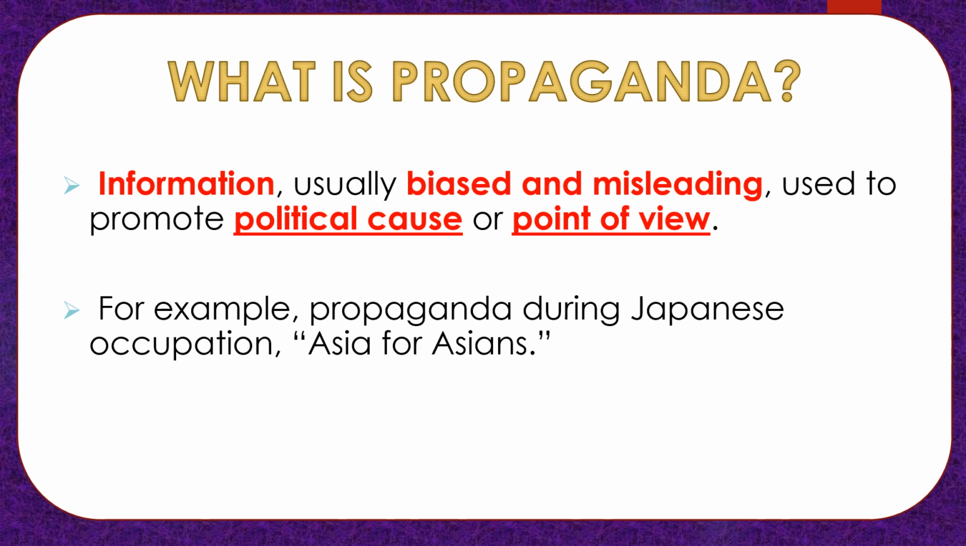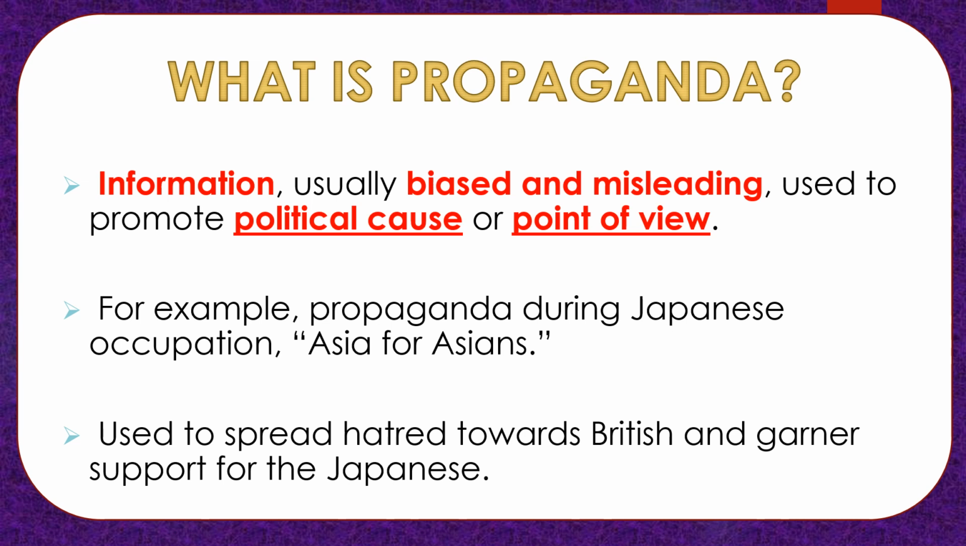And then these Japanese people came, and they spread this propaganda. Asia is for Asians. Asia adalah untuk orang Asia. Why are we giving our land to the orang putih? So this caused hatred. This caused anger from the Malaysians towards the British. Because of this, the Malaysians back then went against the British, and it made it easier for the Japanese to defeat the British. As I said earlier, it is used to spread hatred towards the British and garner support for the Japanese.